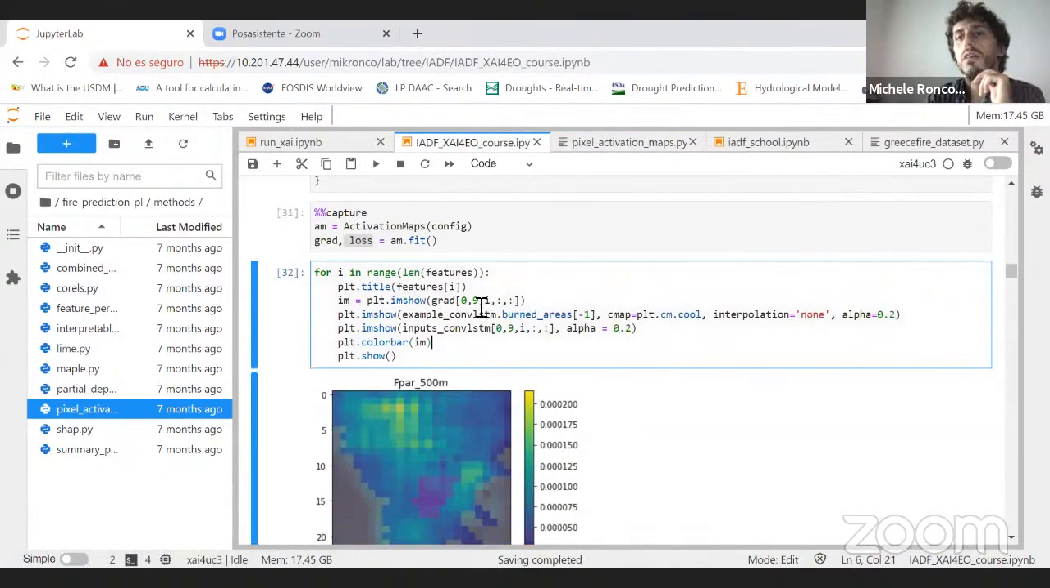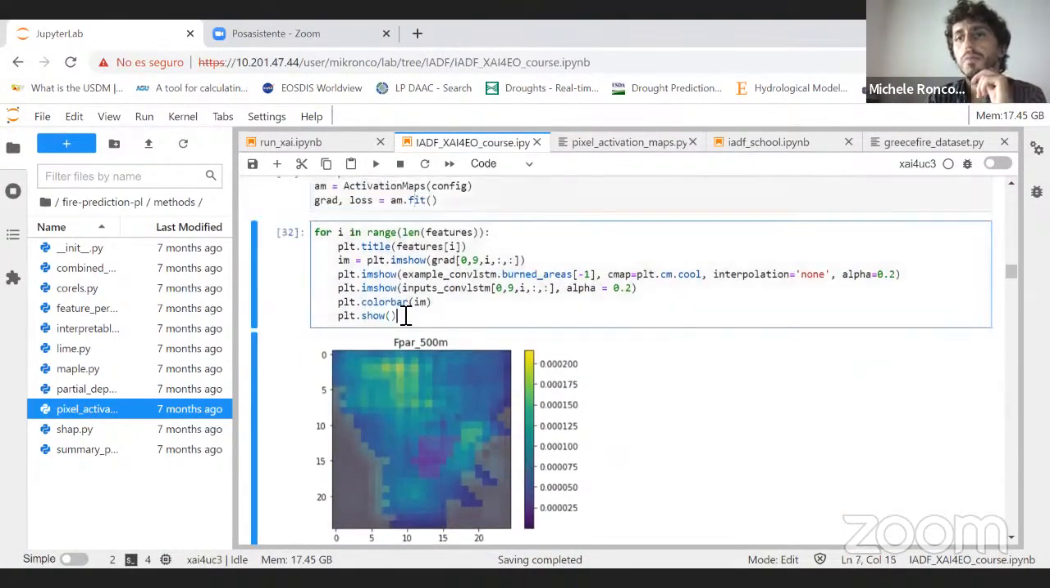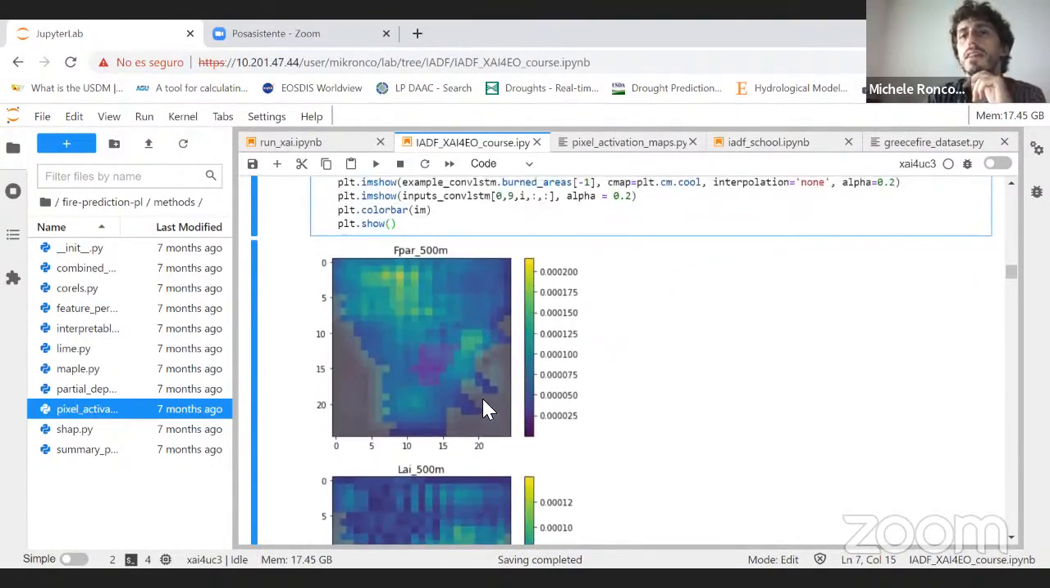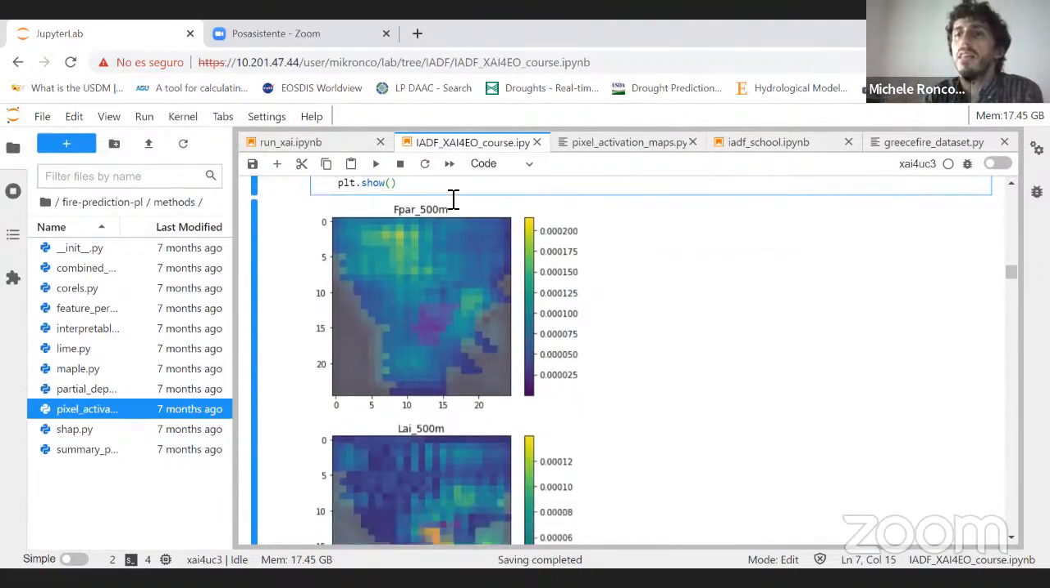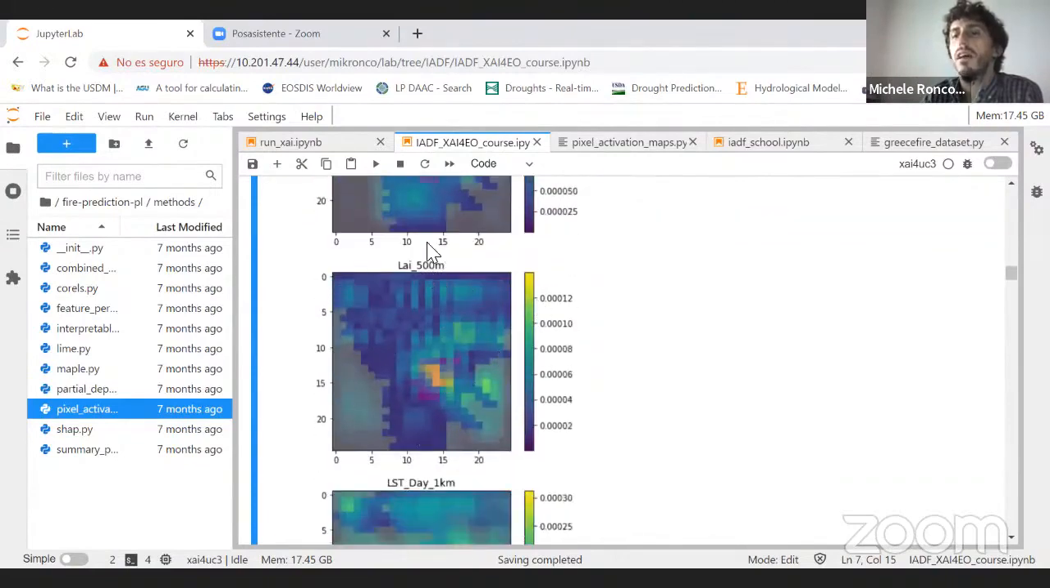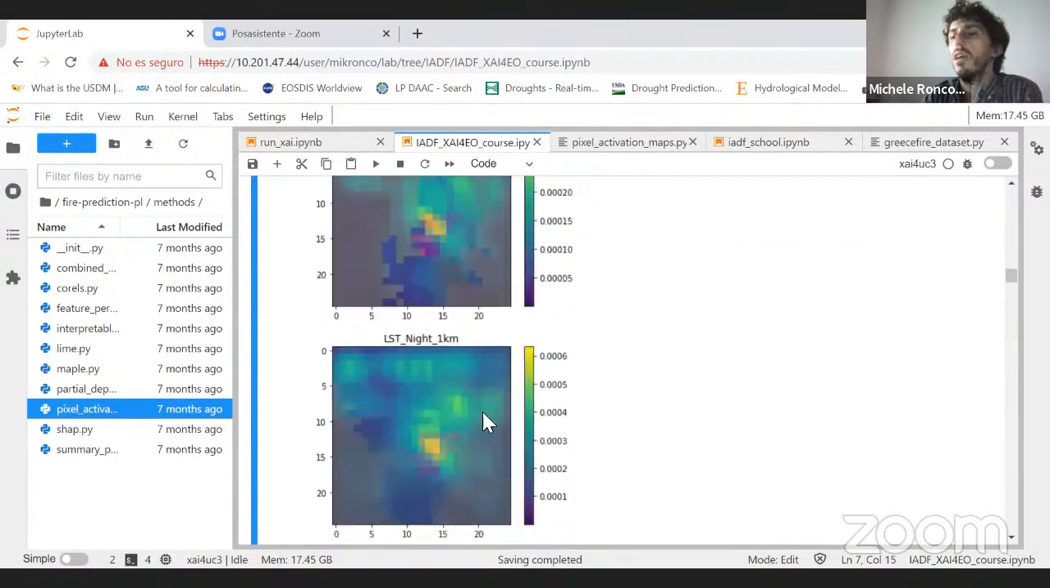So what we do here is to compute the gradients. The gradient activation is what is shown here now. Since in the gradients, as we have seen in the presentation, what we do is calculating the gradients of the output with respect to the input, what we have in the end is a matrix which has the same dimension of the input variable. So we will have an activation map which has X and Y and all the channels that we have as an input. So we have a saliency for the FPAR, for the photosynthetic activity. We have saliency for the leaf area index, for surface temperature, and so forth.